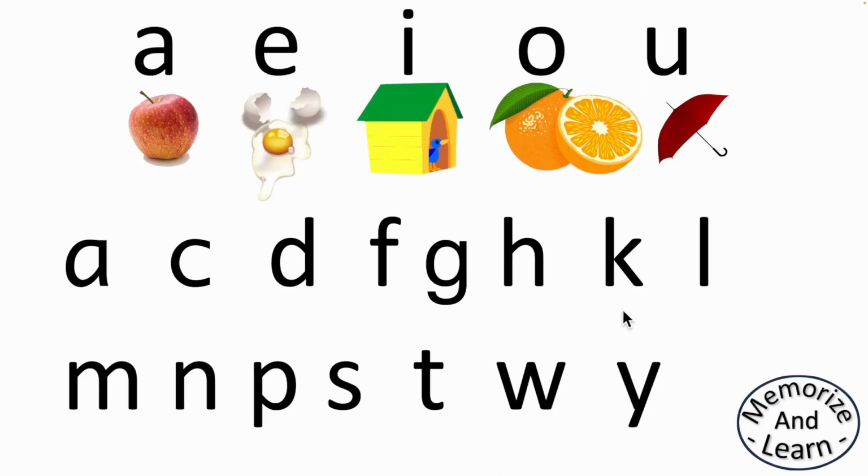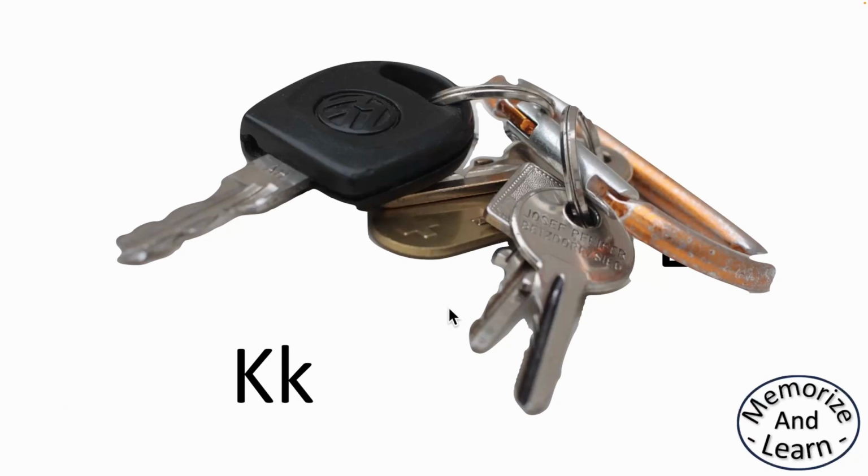The name of this letter is K. K makes the sound K. Remember that the letter C and the letter K make the same sound, K. The word key begins with the sound K. Here's a capital K and a lowercase k.